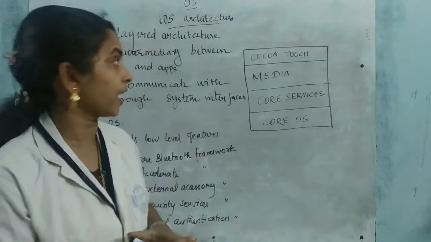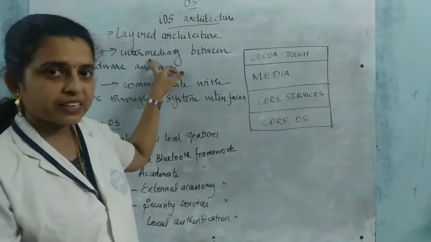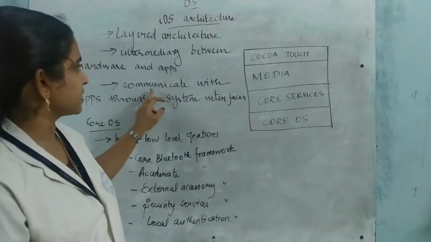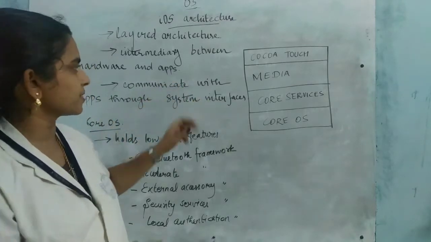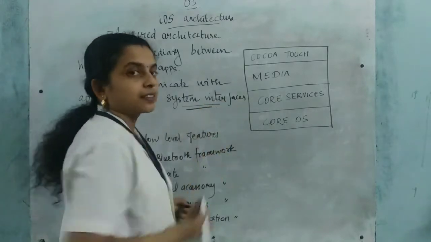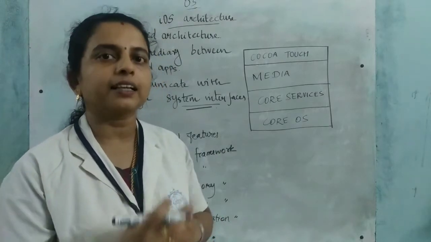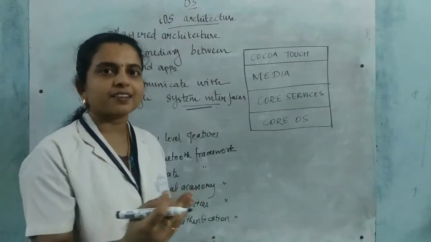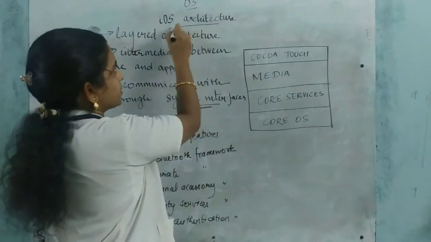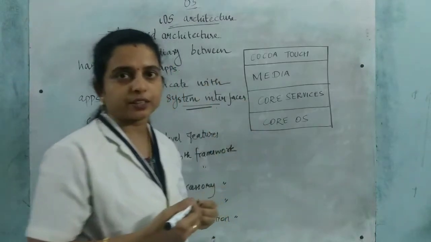The same way, here we have this operating system. It is acting as an intermediary between the hardware and the apps, and it communicates with the apps through the system interface. How is the communication done? It is done through the system interface. The operating system uses the system interface, and through that the communication is done with the users. Here the operating system we are seeing is the iOS architecture.